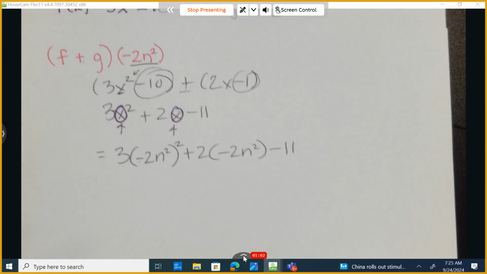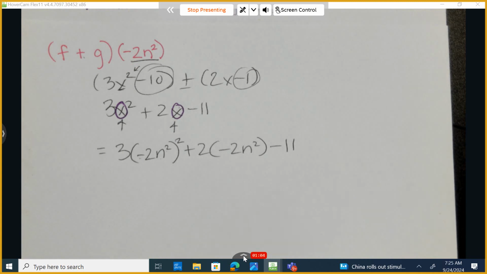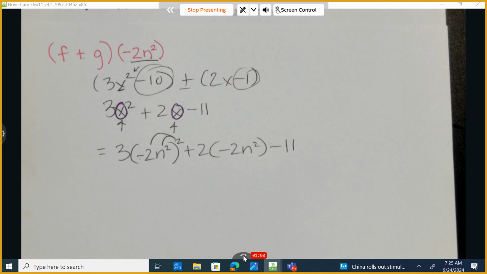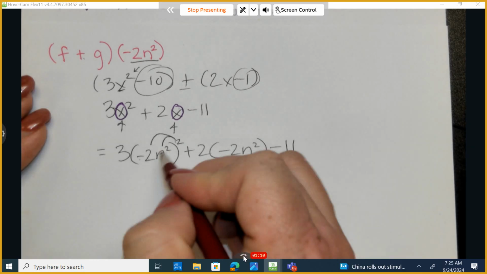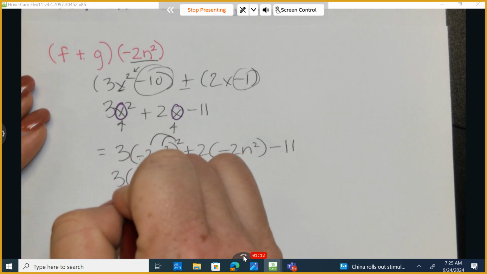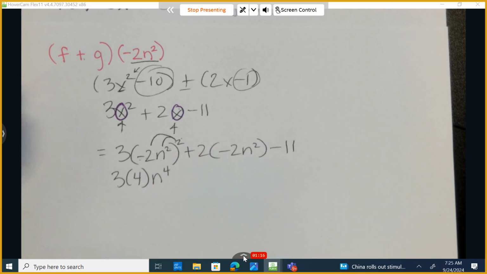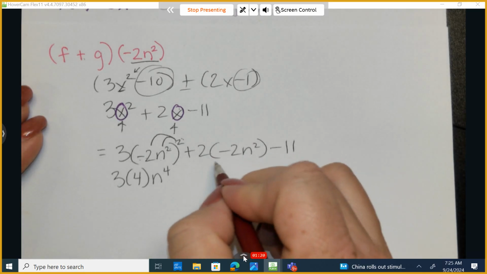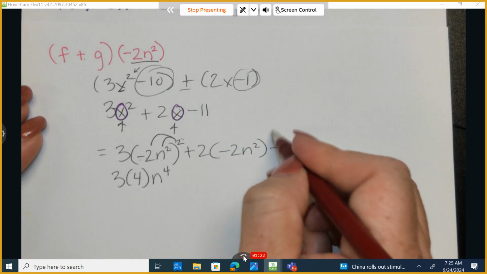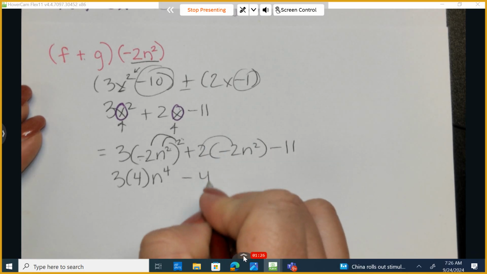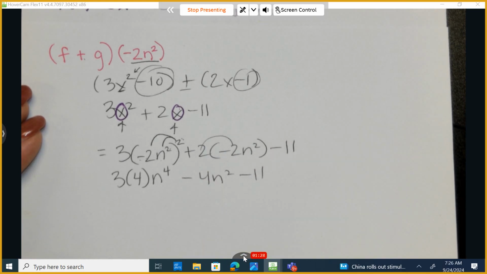Now, a common mistake I saw students make yesterday and previously is that when we distribute this, it needs to be distributed to the negative 2 and also to the n squared. So negative 2 squared is positive 4, and n squared squared is n to the 4th. When you have a power raised to a higher power, you multiply the exponents. In this position, there is no exponent other than a hidden 1 on the outside, and so we're going to multiply to get negative 4n squared minus 11.